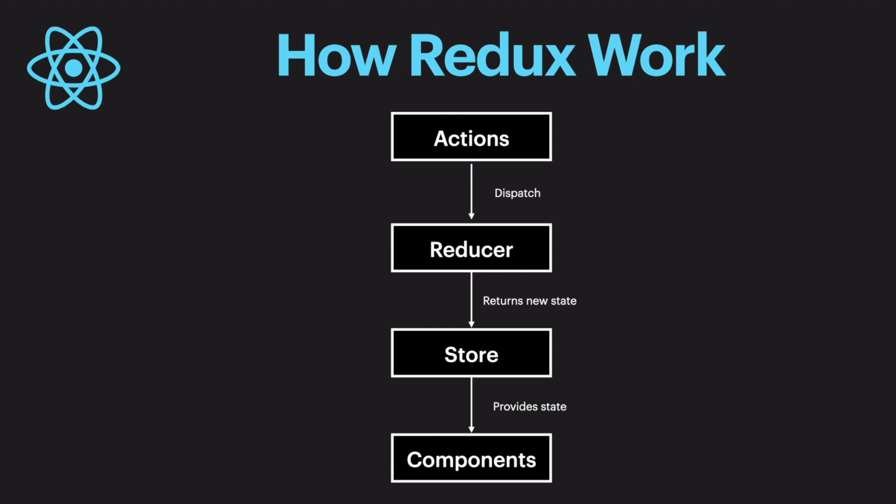So the store is a Redux store. The store is the centralized piece of the Redux architecture, and it holds the application state. The store is the single source for the state of the entire application and provides the state to the components. We can use one component or multiple components, and all the components can access the current state through the store.